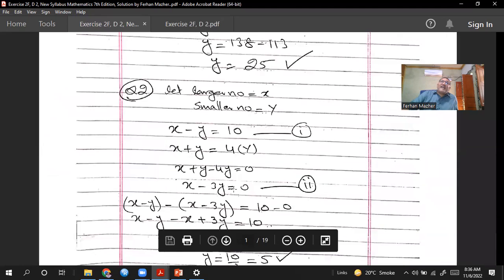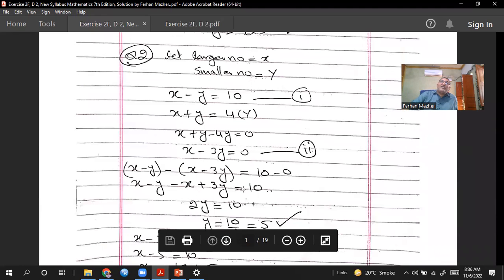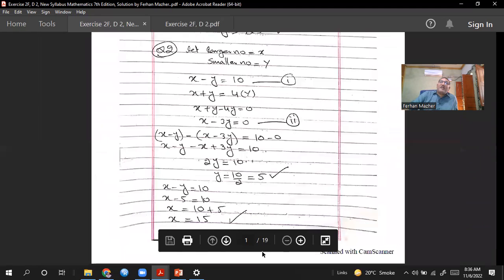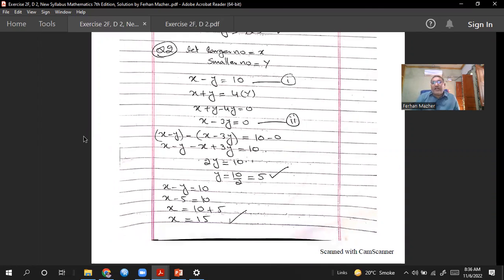So let me reduce the size so you can see the whole question. So now, my dear students, the whole question is showing up on your screen. This is question number 2 from the 2F exercise and from the book D2.